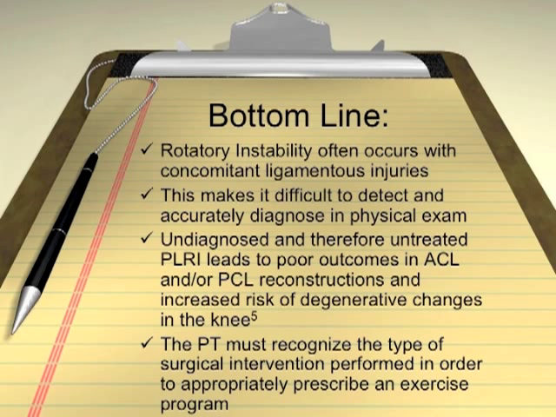Here are a few bottom line statements. Rotary instability often occurs with concomitant ligamentous injuries. This makes it difficult to detect and accurately diagnose in the physical exam. Undiagnosed and therefore untreated PLRI leads to poor outcomes in ACL and or PCL reconstructions and increased risk of degenerative changes in the knee. We should, as PTs, recognize the type of surgical intervention performed in order to appropriately prescribe an exercise program.